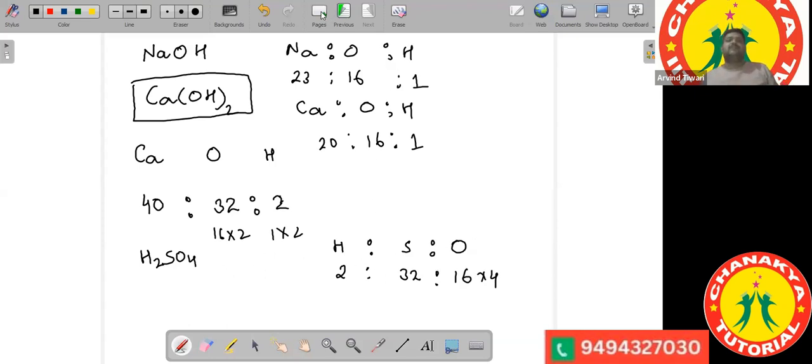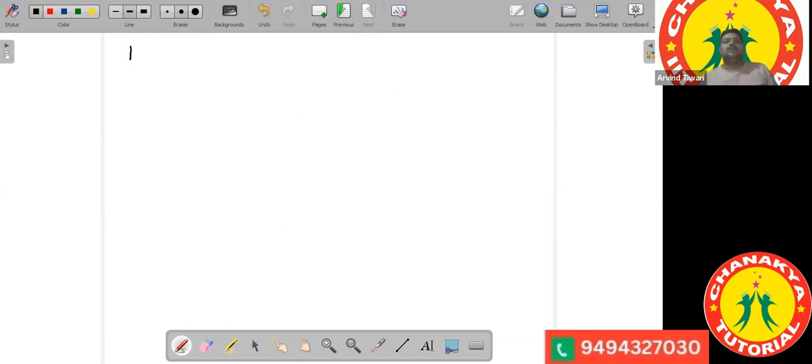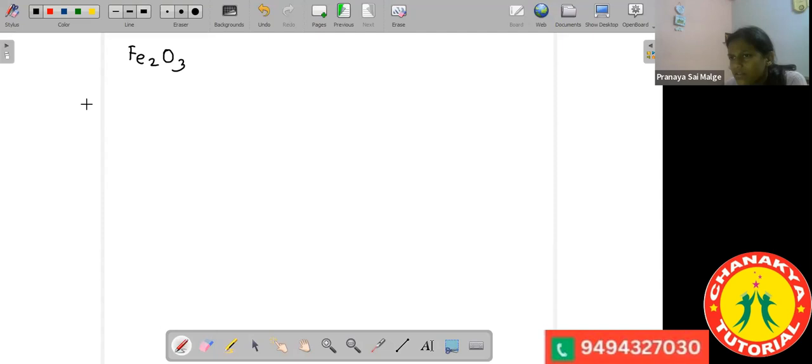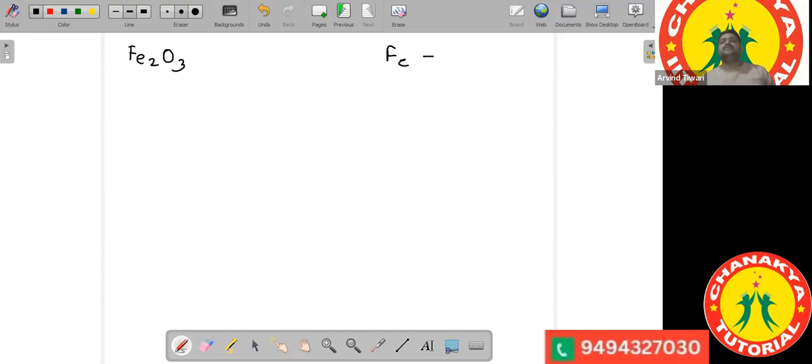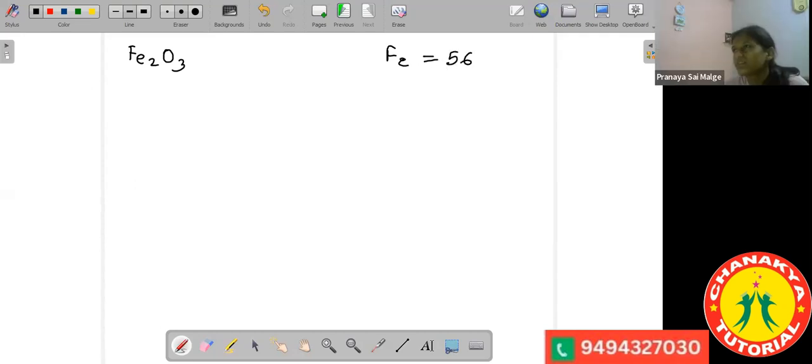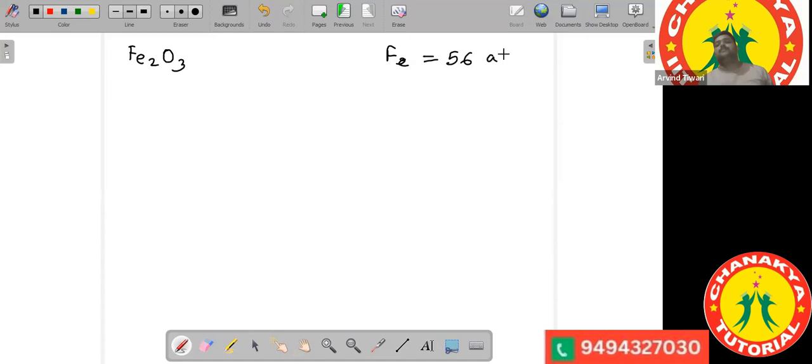Okay, now let's try to find out for Fe2O3. Find out for Fe2O3. So iron's atomic number is 30, is it? No, iron's atomic mass is 56. 56 AMU.